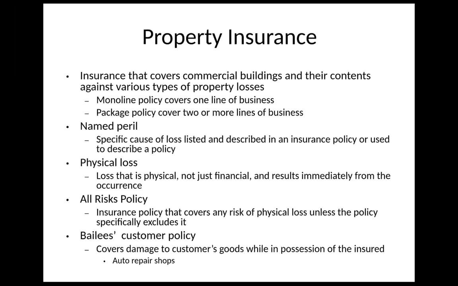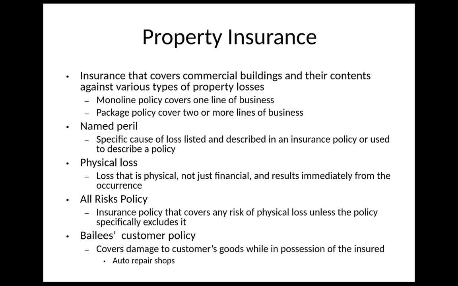Named peril. So when we talk about that, a specific cause of loss listed and described in an insurance policy is used to describe a policy, right? So a named peril could be earthquake coverage, right? Or flood insurance. It's very specific to the peril, right? Which is, a peril, again, is the cause of loss. The physical loss, that is physical, not just financial, results immediately from the occurrence. There's all risk policies, an insurance policy that covers any risk of physical loss unless the policy specifically excludes it.